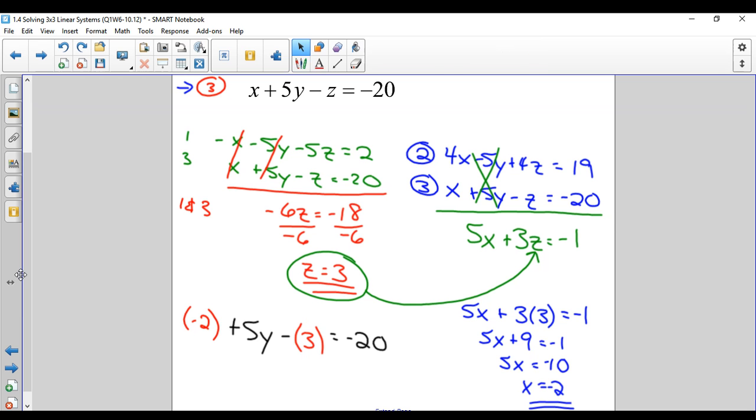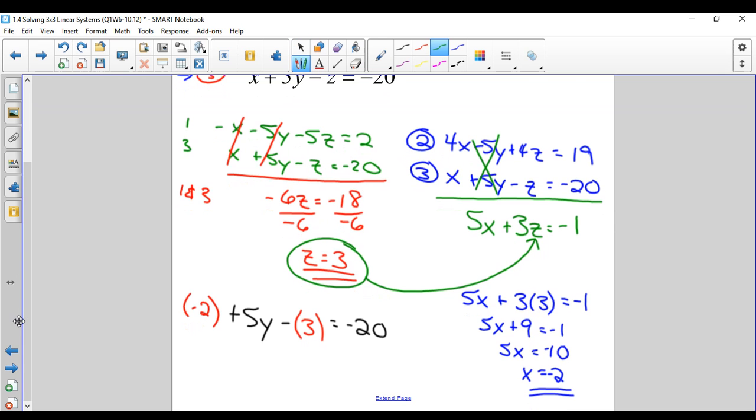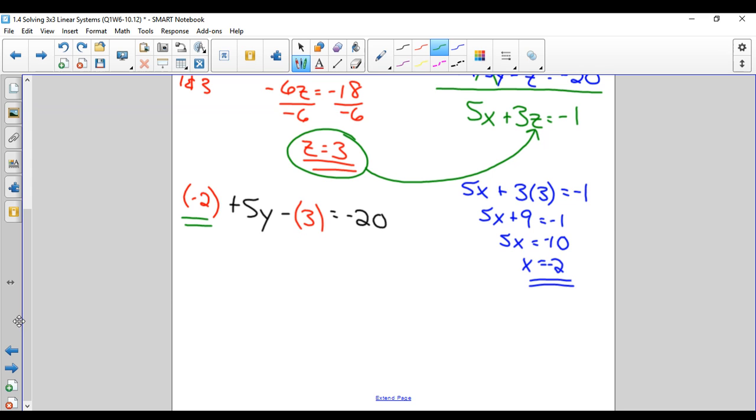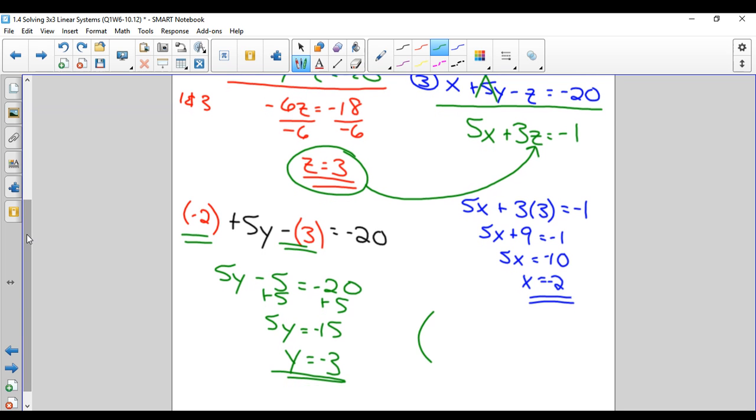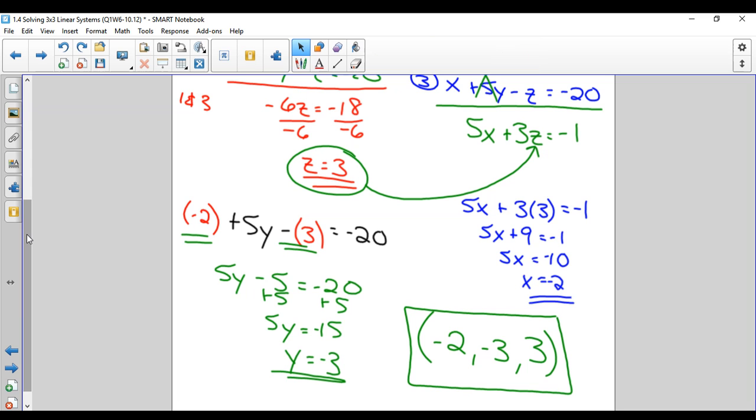Take this in as many steps as you need. In my case, I'm going to just go ahead, combine like terms here. I have 5y minus 5 equals negative 20. Add 5. 5y equals negative 15. Y equals negative 3. I have 3 solutions. I'd prefer to have it written as an ordered triple, which is (-2, -3, +3). And there's your solution.